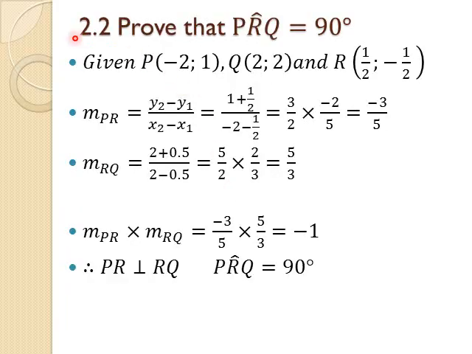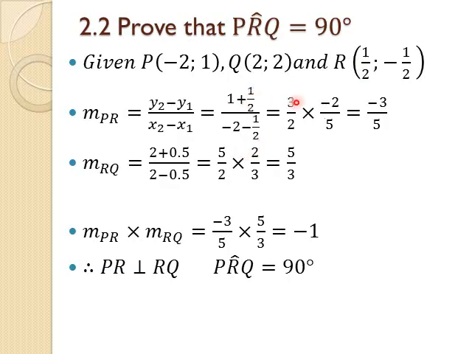Now in 2.2, they say we must prove that PRQ equals 90 degrees. So you see the angle in the middle is R. So I'm looking at PR and RQ. Given the same coordinates, to prove it's 90, I'm going to work out gradient first. So the gradient of PR is y2 minus y1 over x2 minus x1. So for PR, my gradient: 1 minus minus half becomes 1 plus half, over minus 2 minus half.